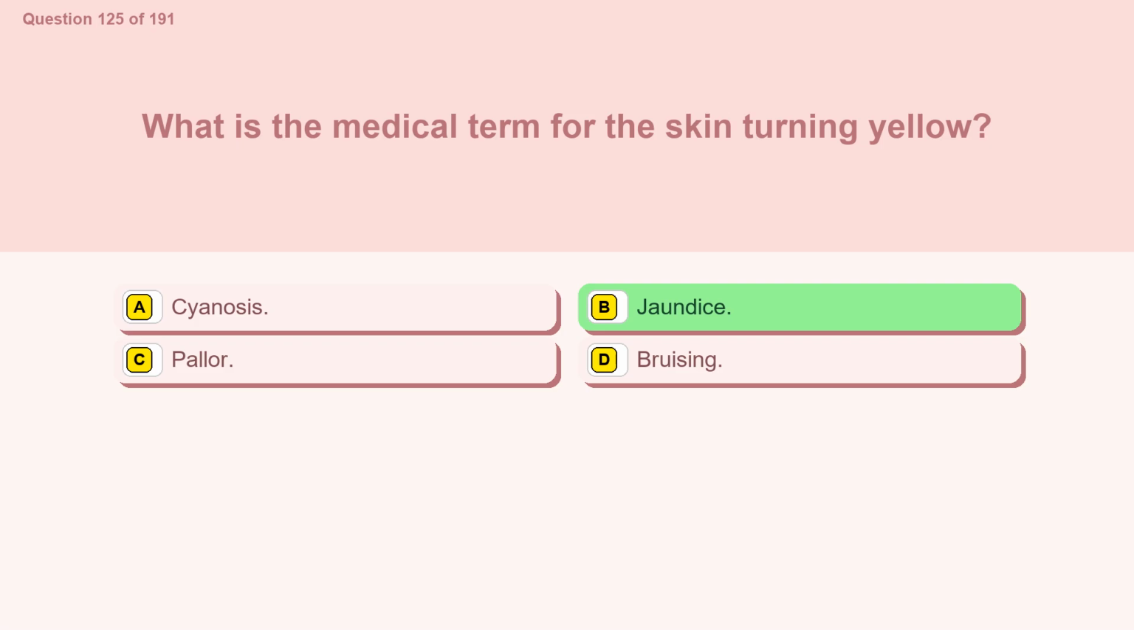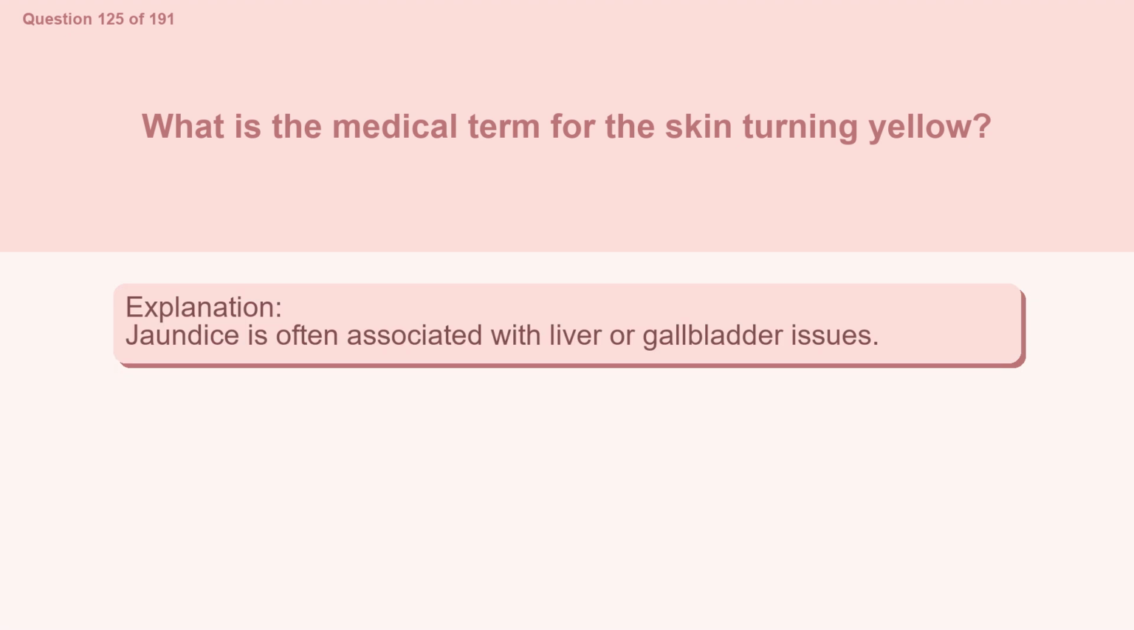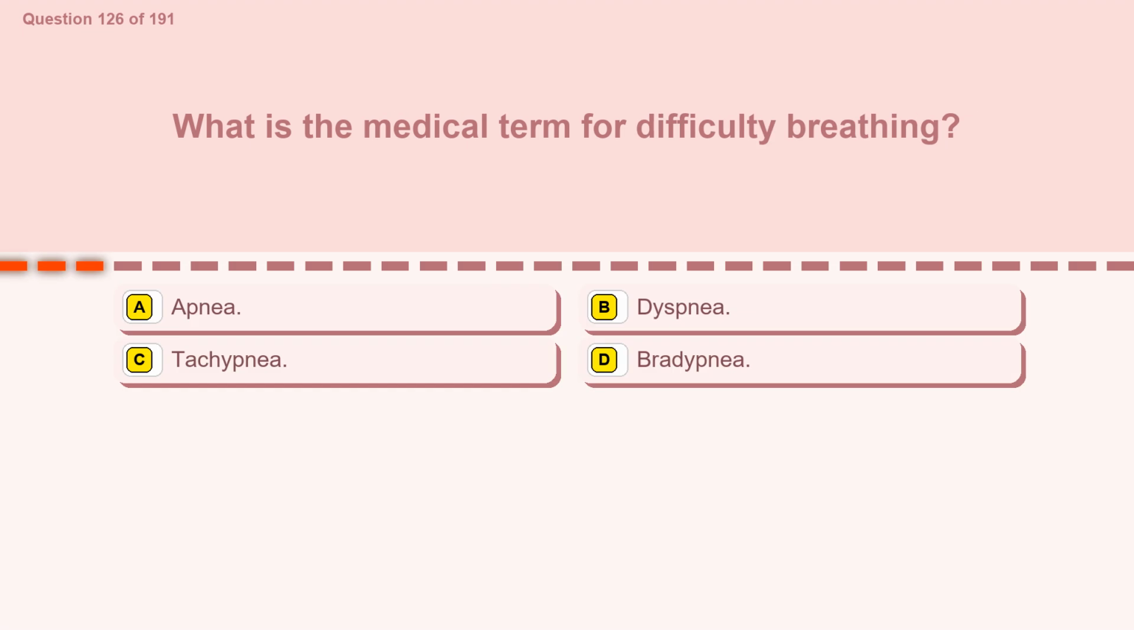The correct answer is option B, jaundice. Jaundice is often associated with liver or gallbladder issues. Question 126. What is the medical term for difficulty breathing? Option A, apnea. Option B, dyspnea. Option C, tachypnea. Option D, bradypnea.